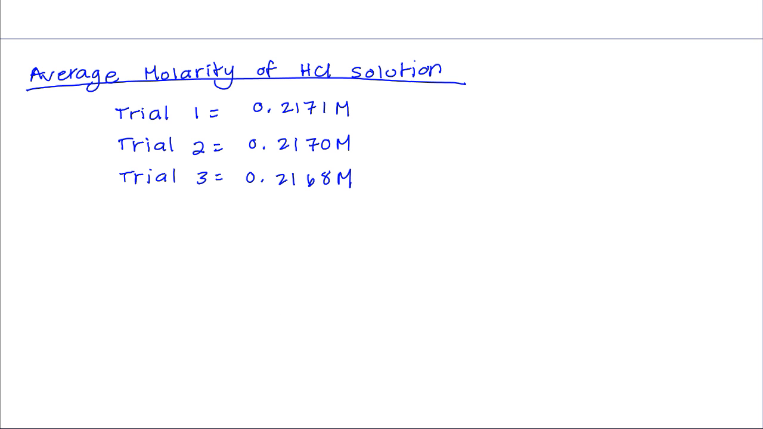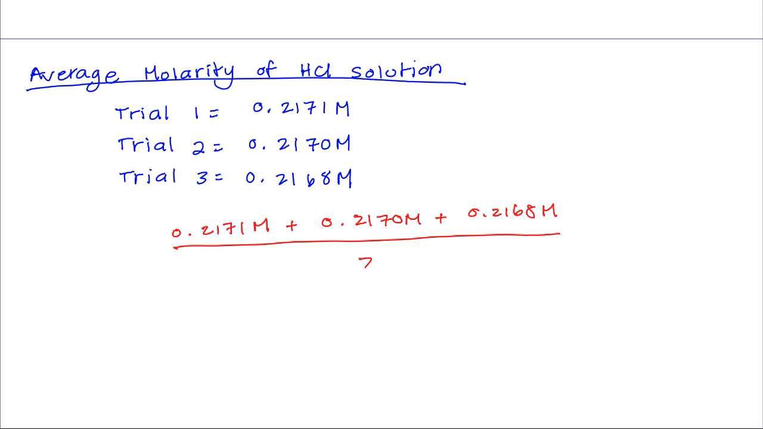Again, when we're trying to find an average, we want the sum of the trials divided by the number of trials we have. So these are our values for our concentration we got. We want to take 0.2171 molar plus 0.2170 molar and add the last one, 0.2168 molar. And since we have 3 different trials, we want to divide by 3. Once we do that, our average is 0.2170 molar.